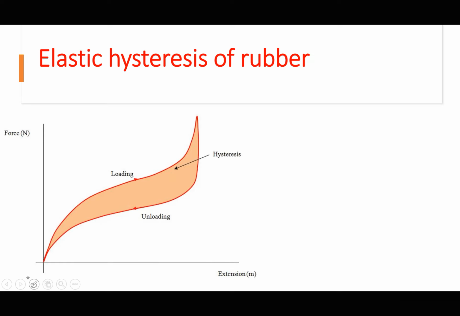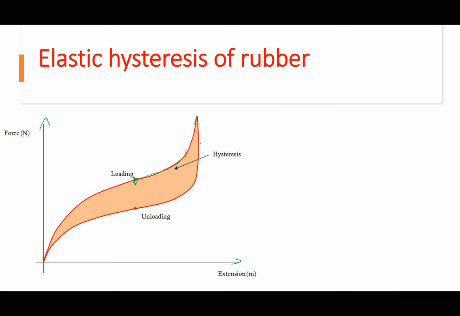So let's see what we mean by elastic hysteresis of rubber using this graph here. When the rubber is loaded, the material follows this path. Initially, it is hard to stretch. It becomes easy to stretch after small extension. Then finally, it becomes again harder to stretch as seen by this curve, because we see that the change in extension again becomes smaller. That is loading. That's why you see the arrow is pointing in that direction.